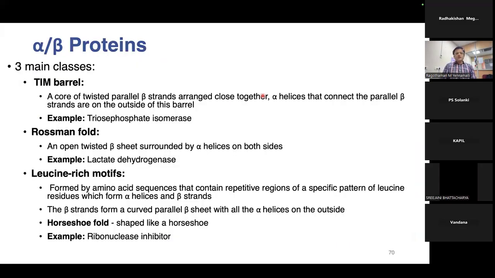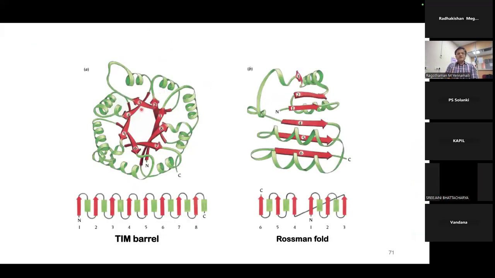So alpha slash beta is nothing but a protein fold that has both alpha helices and beta strands, but they are interlinked with each other. For example, here we have a beta alpha, beta alpha, beta alpha. If you look at the sequence, there is beta, followed by alpha, beta, alpha, beta. So this is called alpha slash beta.